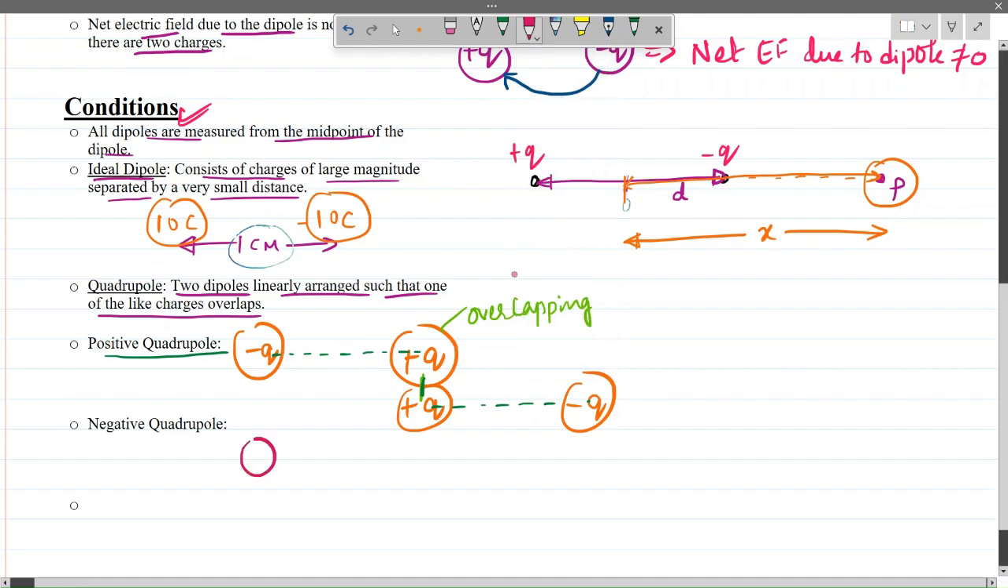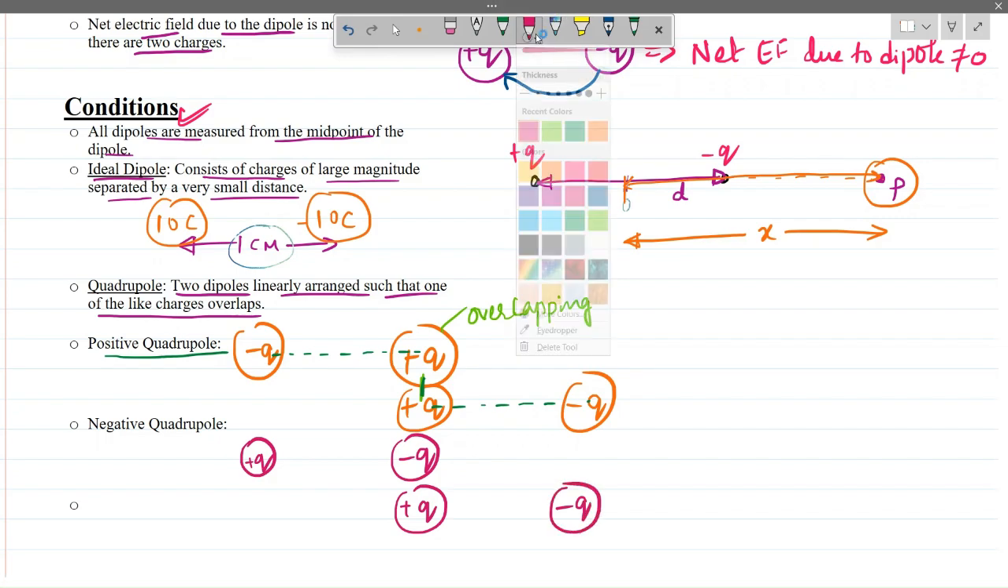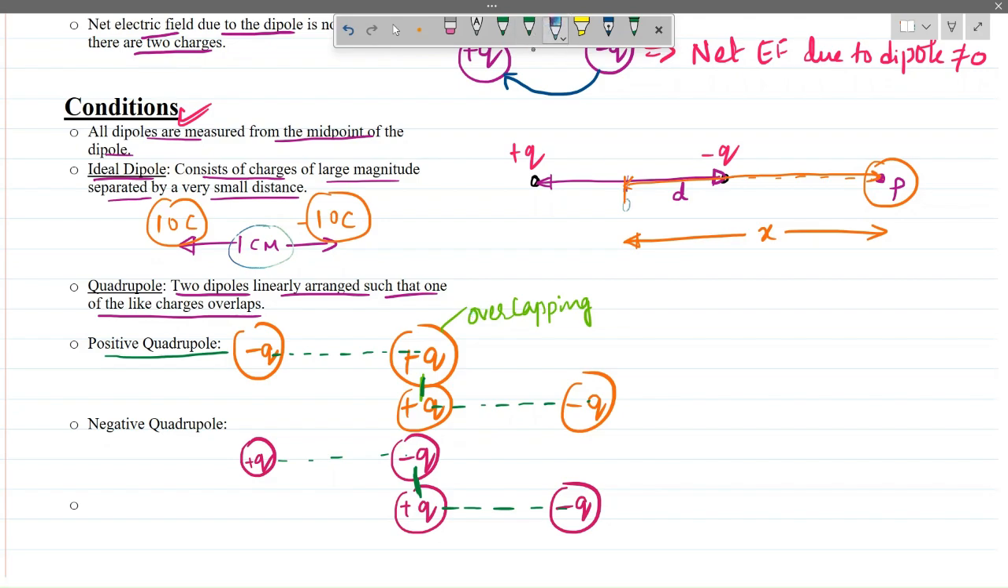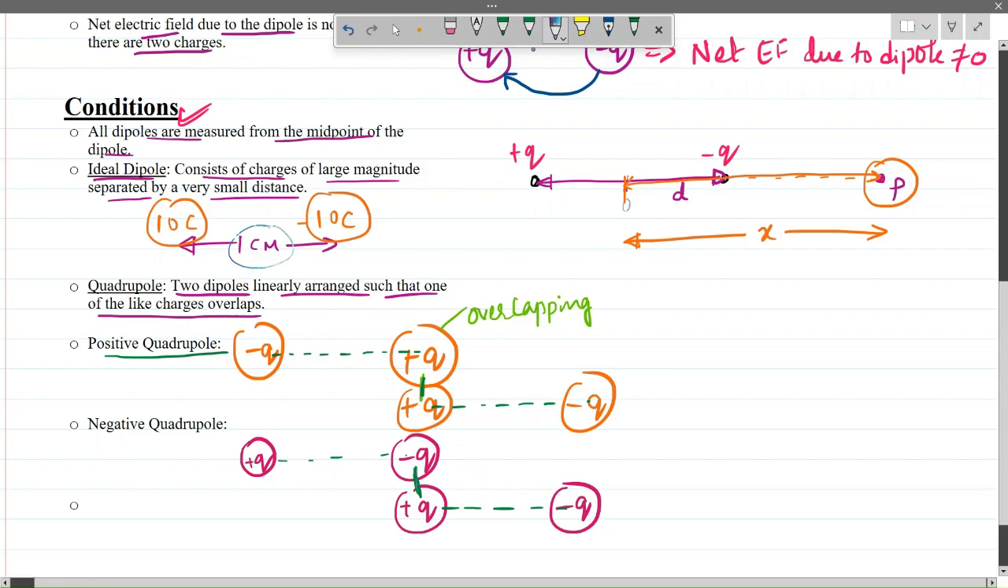And here in our next condition, we have plus q, minus q, and here we have plus q, and here we have minus q. In this condition, you can clearly see that the negative and positive are overlapping and linearly arranged. A condition where two sets of dipoles are linearly arranged, with unlike dipoles arranged in this pattern and overlapping, is called a negative quadrupole.